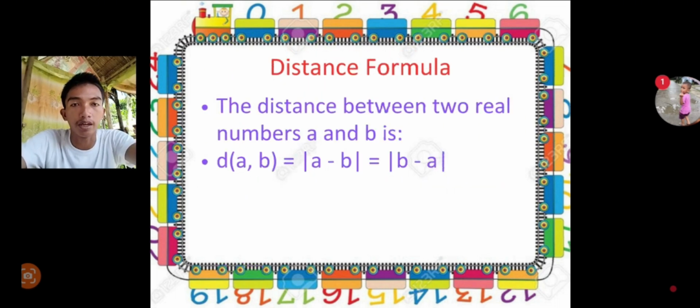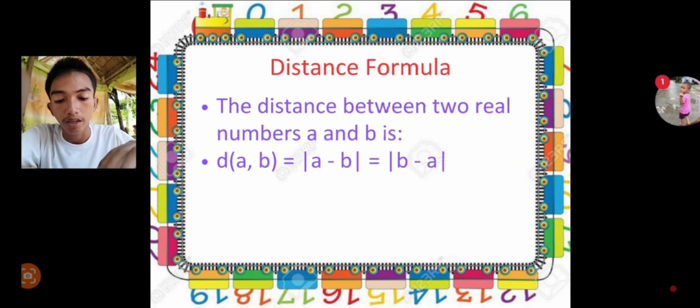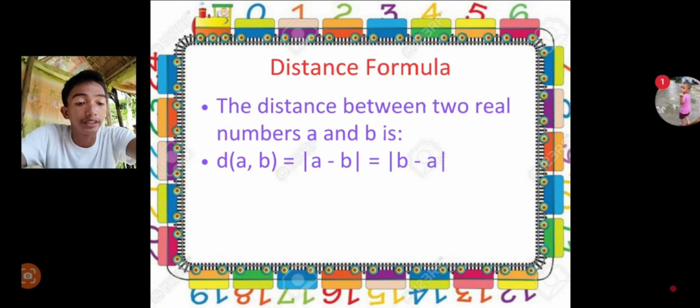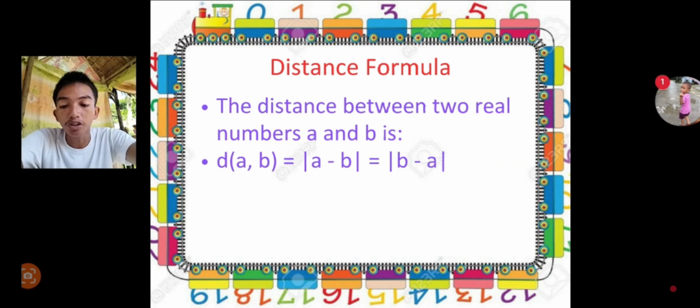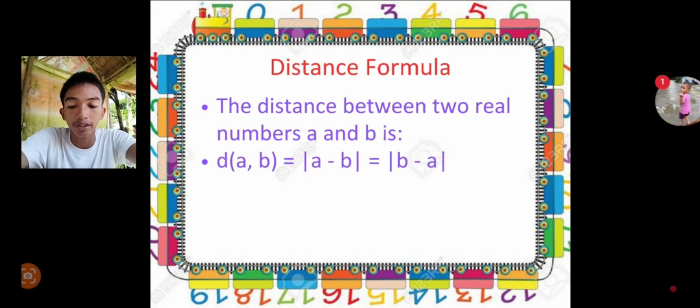So this time, the formula. The distance between two real numbers a and b is denoted by d(a,b) and is equal to the absolute value of a minus b, which equals the absolute value of b minus a. So the distance between the real numbers a and b is given by this formula. This formula uses the absolute value to calculate the distance. It doesn't matter which number you subtract from the other. The absolute value ensures that the result is always positive.